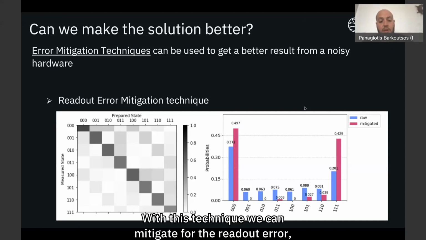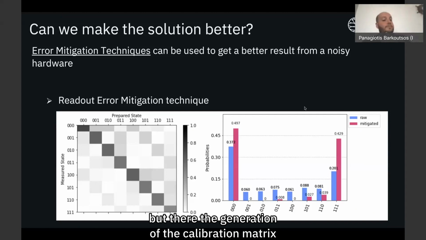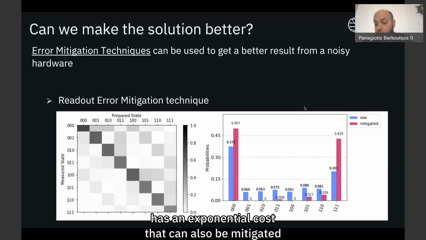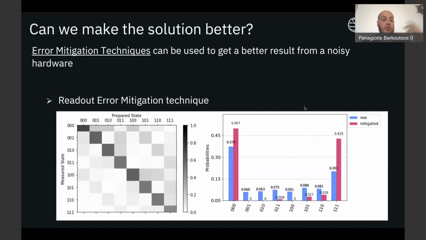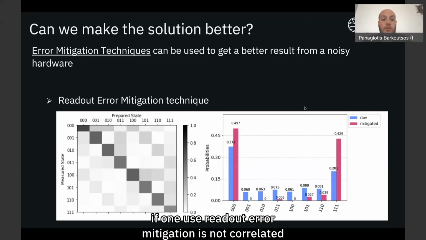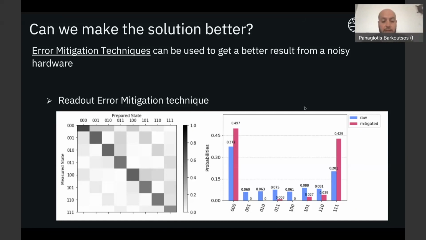With this technique, we can mitigate the readout error, but the generation of the calibration matrix has an exponential cost that can also be mitigated if one uses readout error mitigation that is not correlated between the different qubits.